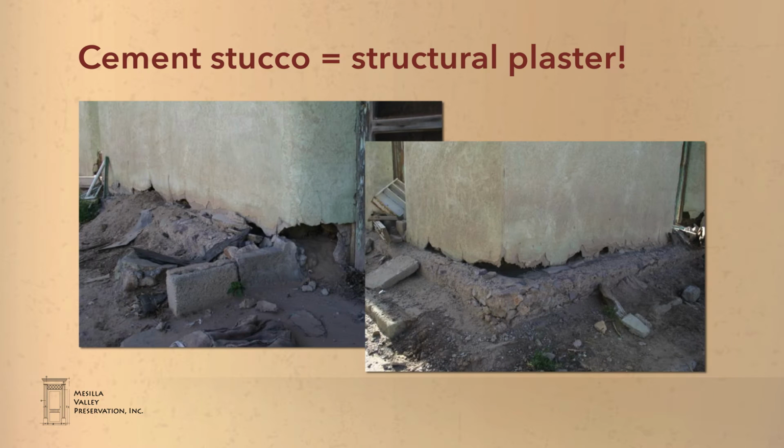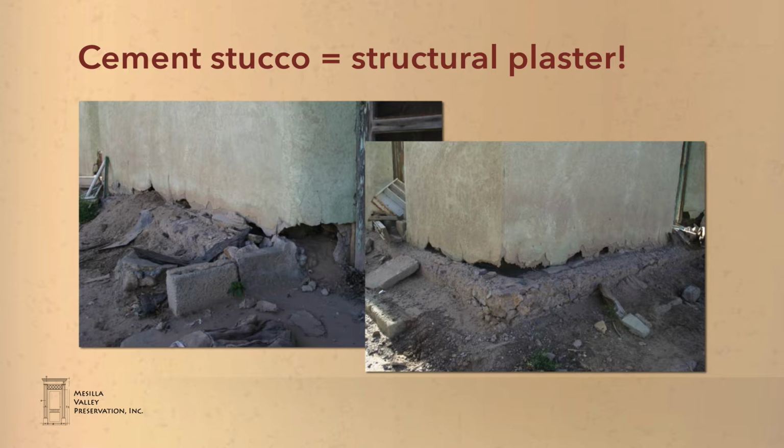Here is a historic adobe building that was ultimately replastered with Portland cement plaster or stucco. It has also had a concrete collar poured up against the base of the wall to try to deal with the salt damage. In the Mesilla Valley, we often call this problem structural plaster, because the plaster is sometimes the only thing that seems to hold up the wall.